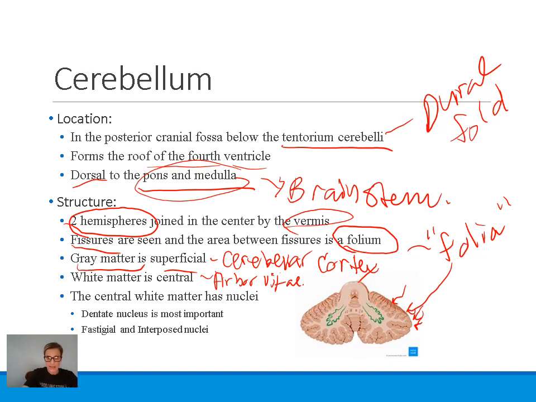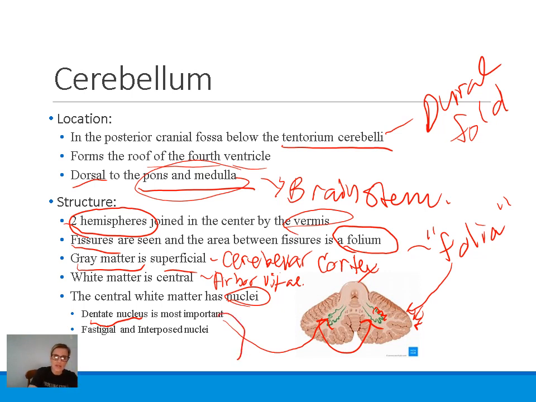The arbor vitae, all of this central white matter that you see here inside the cerebellum, does have nuclei present. Remember, a nucleus is just a mass of neuron cell bodies. So there are little nuclei that are surrounded by white matter inside the cerebellum. The most important of these is the dentate nucleus. The dentate nucleus is what you see in green here. Dentate, like the teeth, dental. Somebody thought that these looked like little teeth sticking off of it. So that's where the term dentate nucleus comes from.